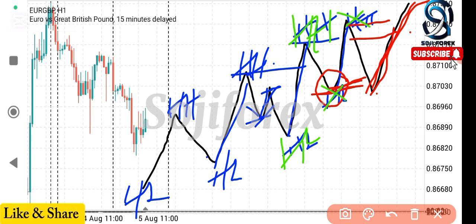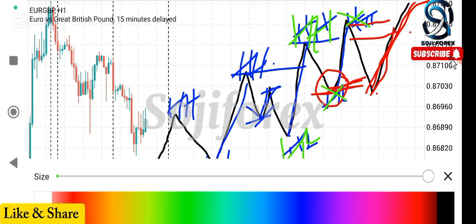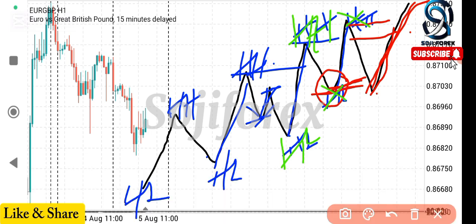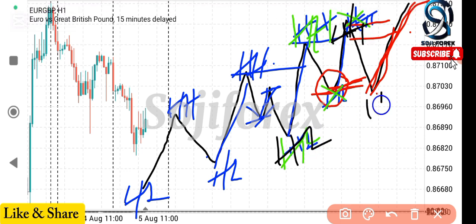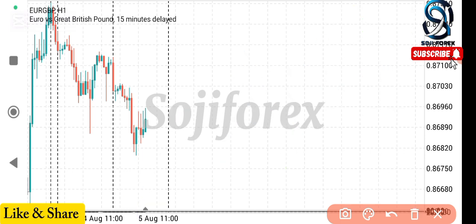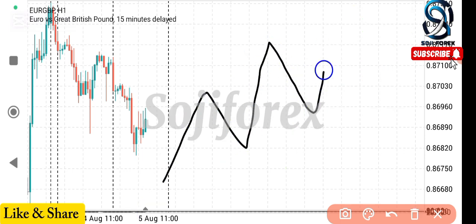Sorry. Our structural point now becomes what? This higher low, this higher high, and then this higher low. So all of this move becomes one stretch. I'm going to illustrate it again for us to see.